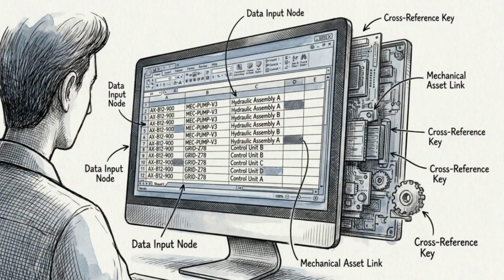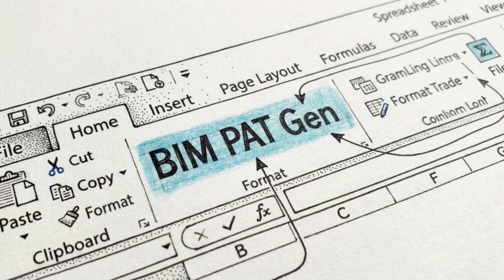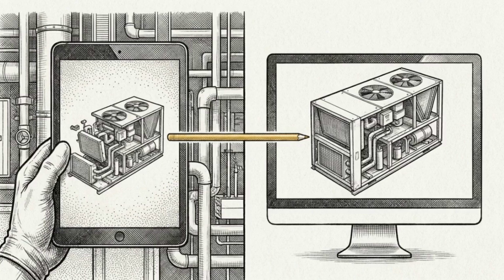To start, you need an open Excel workbook containing your asset list and the BIM Pat Gen add-in installed on your top ribbon. Automating this extraction process completely removes human error from the labeling phase. This ensures the data you pull up on the physical job site exactly matches your master digital model.